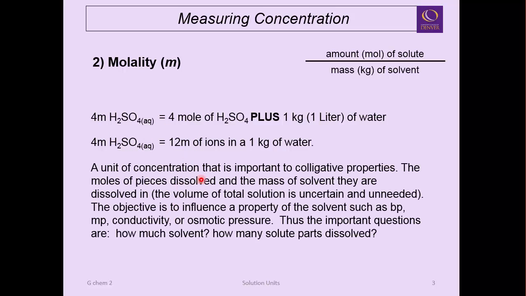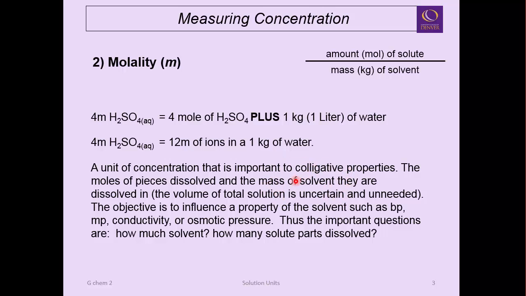So this unit of concentration is important for something we call colligative properties, which I discuss in the 1st and 3rd videos of this series. And it really has to do with the moles of pieces that are dissolved and the mass of solvent they are dissolved in. The volume of the total solution is uncertain and unneeded because what we're really concerned about is changing the properties of the solvent.